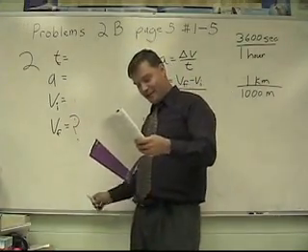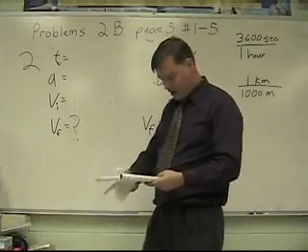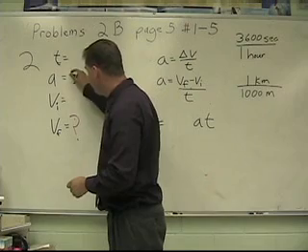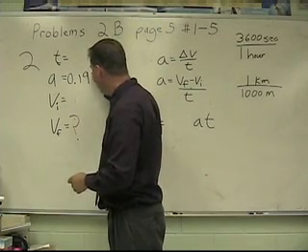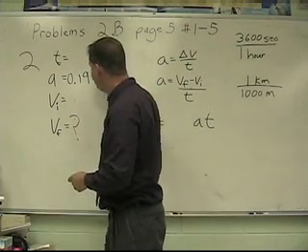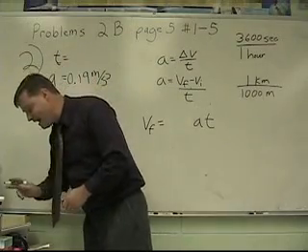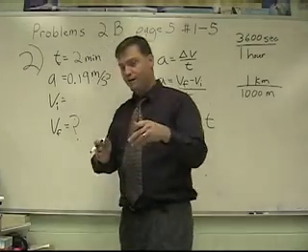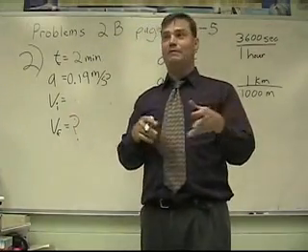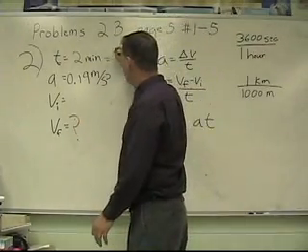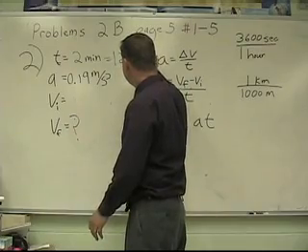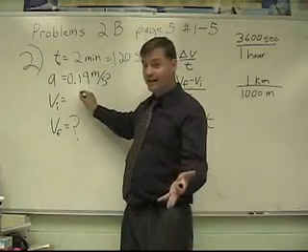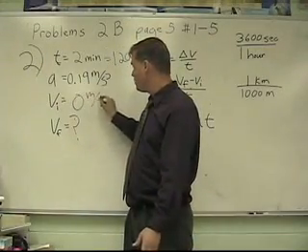We've been given an acceleration of 0.19 meters per second squared. And our time is 2 minutes, which we can convert right off the bat. 60 plus 60 is 120 seconds. Our initial speed, once again, 0 meters per second.